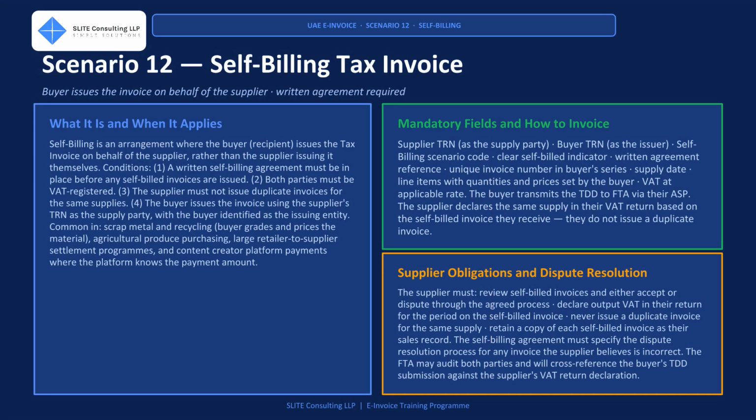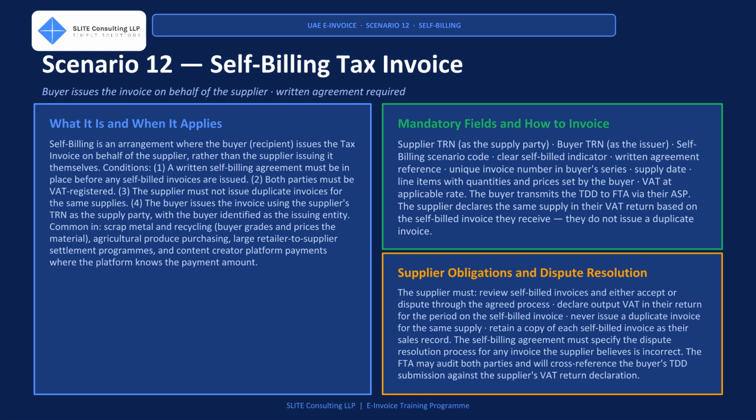1. A written self-billing agreement must be in place before any self-billed invoices are issued. 2. Both parties must be VAT registered. 3. The supplier must not issue duplicate invoices for the same supplies. 4. The buyer issues the invoice using the supplier's TRN as the supply party, with the buyer identified as the issuing entity.